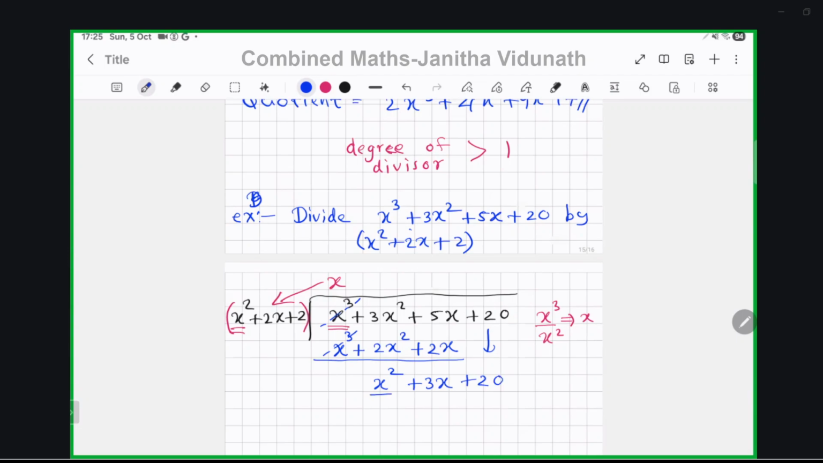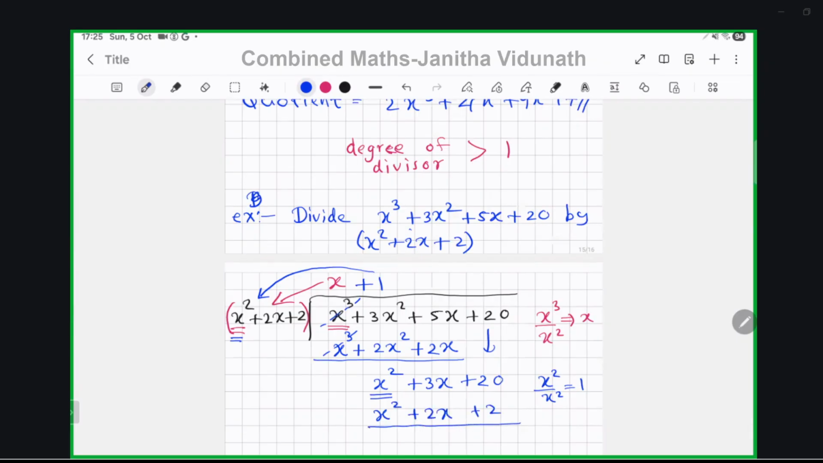Then this is the leading term of the remaining term, and this is the leading term. Then x square over x square will give 1. Then we put plus 1 here. Then we need to multiply it with the entire divisor. Then it will give x square plus 2x plus 2.